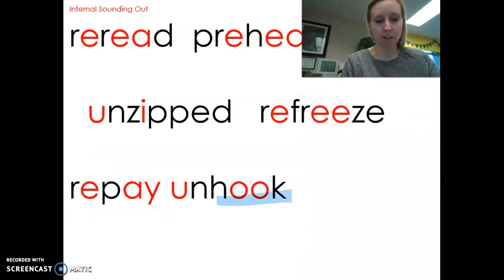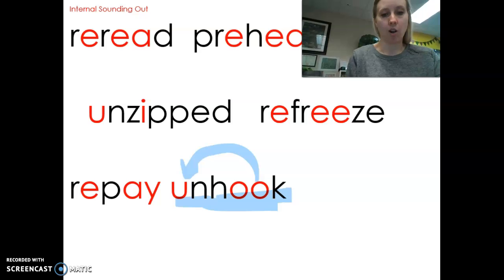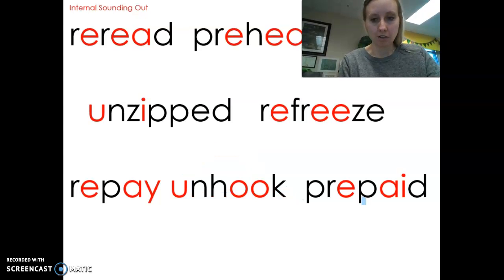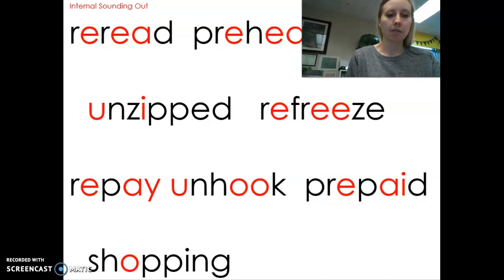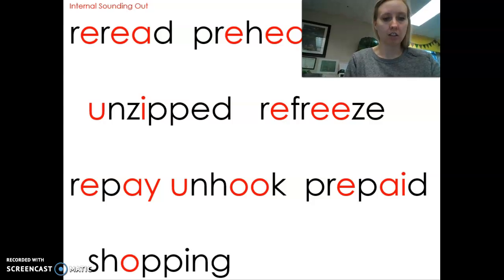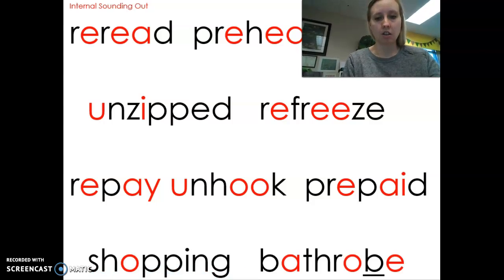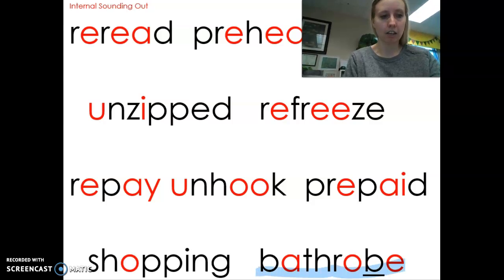Just do that part. 3, 2, 1. Hook. Unhook is not hooked. Okay. Let's do this one together. Prepaid. So paid before. Okay. You can do this one in your head. 3, 2, 1. Shopping. 3, 2, 1. Bathrobe.